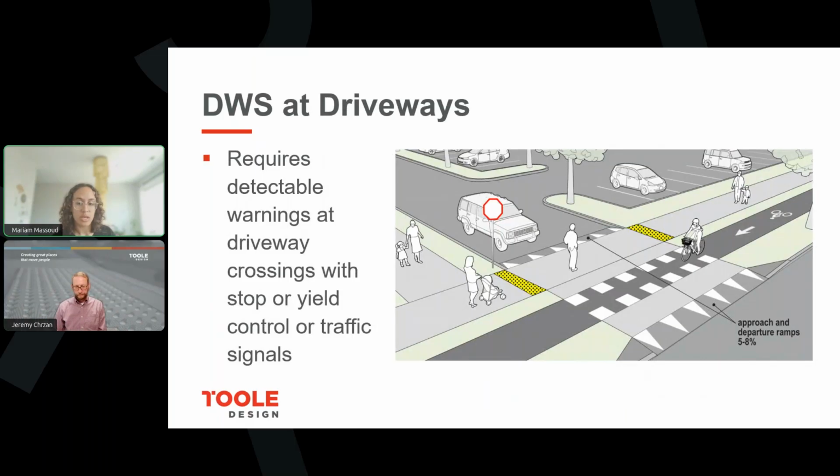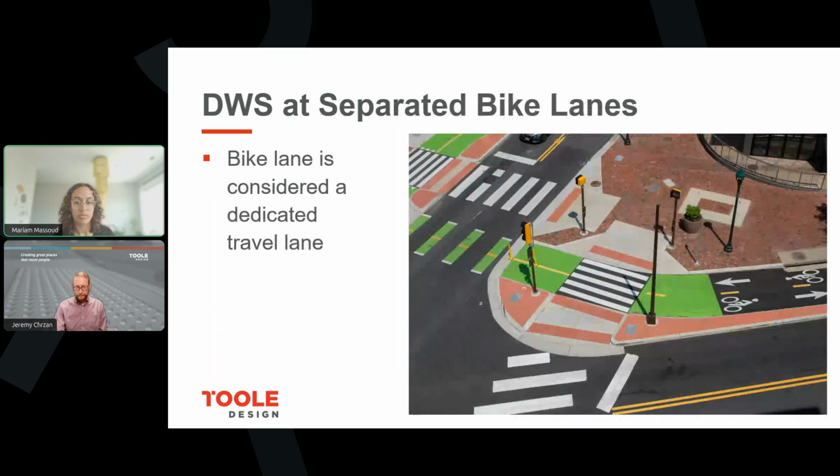The next few slides have some examples of these specific cases. So here are detectable warning surfaces at a driveway with stop control. Detectable warning surfaces are also required for crossing separated bike lanes. So bikes are legally considered vehicles. So a bike lane is a vehicle lane. And so you'll have your detectable warning surfaces on both ends of that crossing.